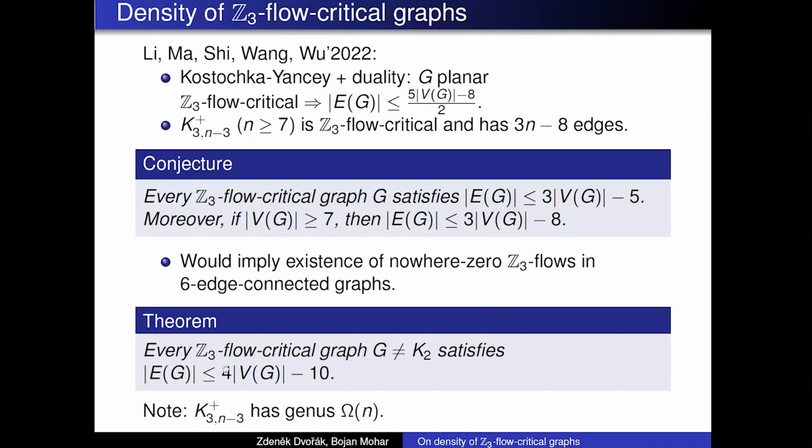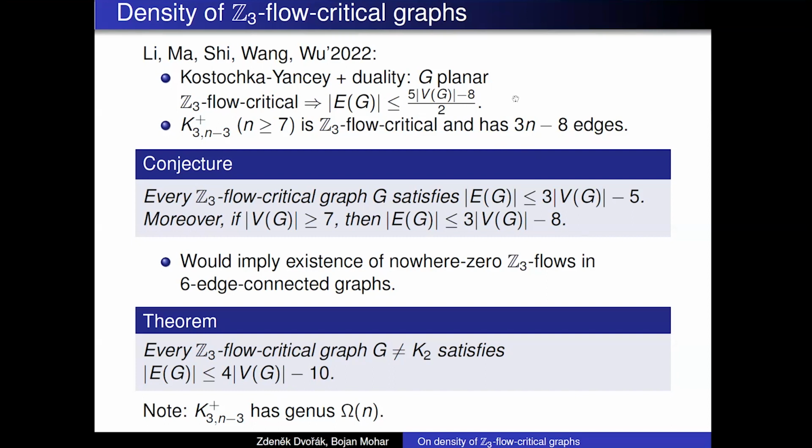They were able to just prove a bound of the number of edges being roughly at most 4 times the number of vertices. Now we have actually tried to improve this bound to go to this 3 quite hard, but we kind of failed. So we were looking for another thing to try. And we noted that this graph, K_3 and n minus 3 plus, has genus which is linear in n.